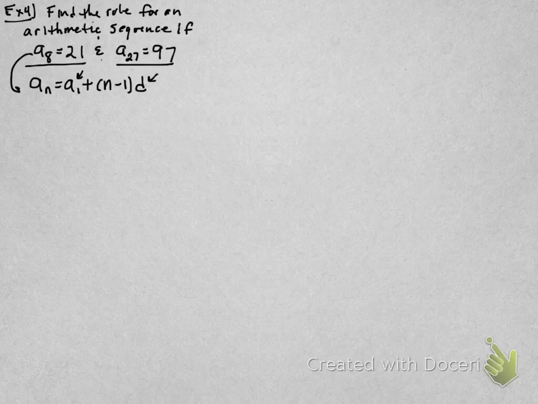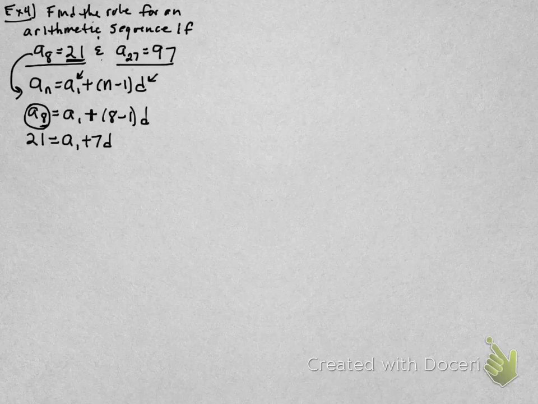If I plug in a sub 8, my 8th term, I can change the formula into a sub 8 equals a sub 1. I still don't know what the first term is. But as soon as I plug in a sub 8, I'm saying that n, the term I'm looking at, is the 8th one, minus 1, and I still don't know the d. So I can change that into the following. Even more than that, I'm going to change what a sub 8 is. a sub 8 equals 21, so I can put 21 equals a sub 1 plus 8 minus 1, isn't that just 7? Let me just write 7d.